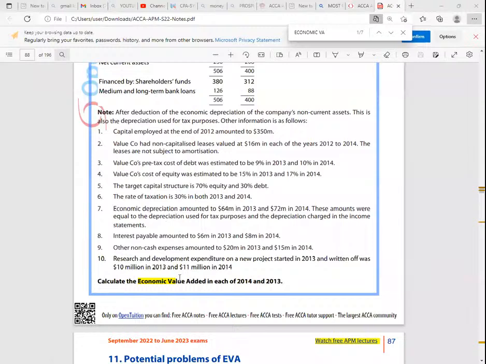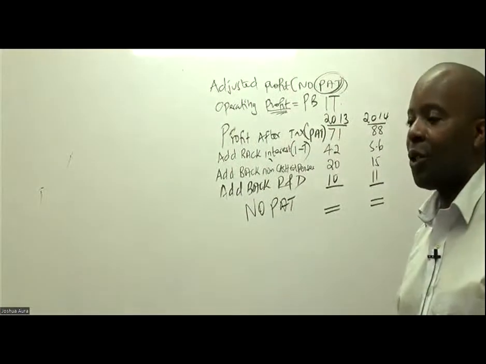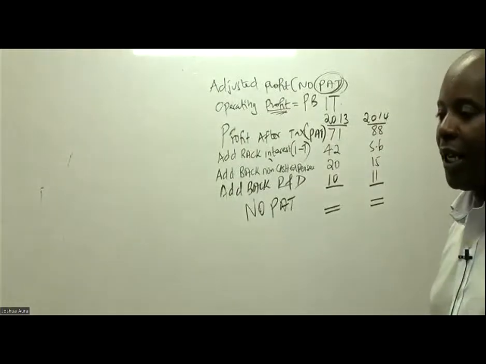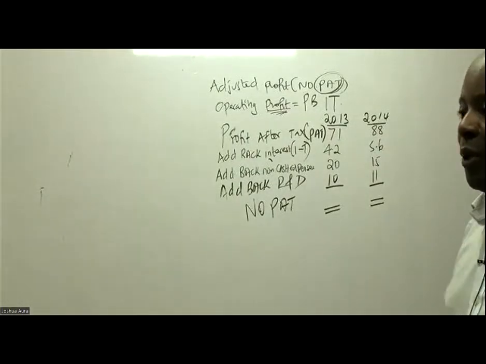So research and development, they're telling us for 2013 was 10, 2014 was 11. So could you kindly add this for you to be able to give us what we call the famous net operating profit after tax? Net operating profit after taxation. What do we have there?